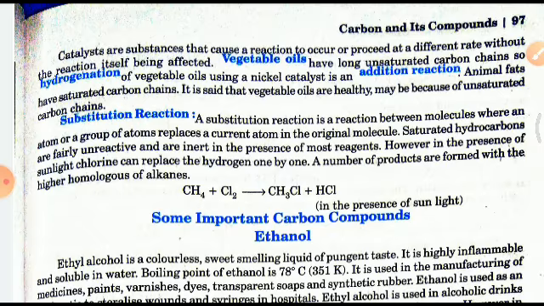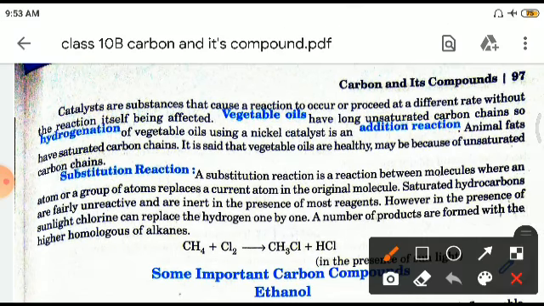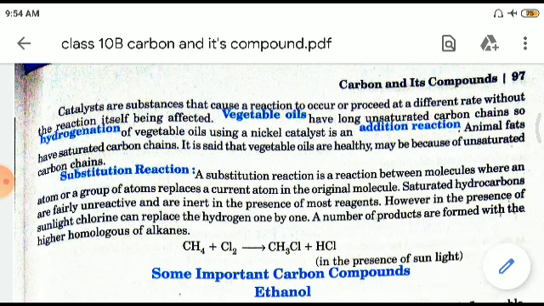Now today we'll be seeing what is a catalyst. Catalysts are substances that cause a reaction to occur or proceed at a different rate without the reaction itself being affected. Now see here, the catalysts generally increase the rate of reaction without themselves being altered. They get altered in the beginning, but when the product is formed, then these catalysts separate out, right? Now the best example is conversion of vegetable oils, right? Then that process is called hydrogenation, right?